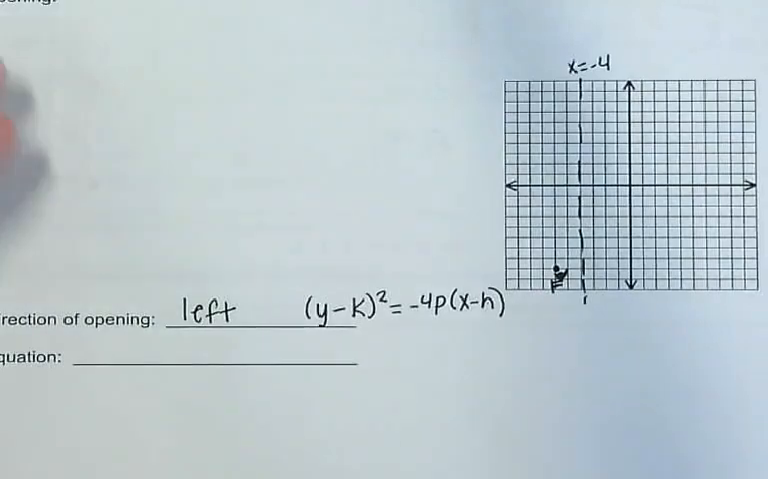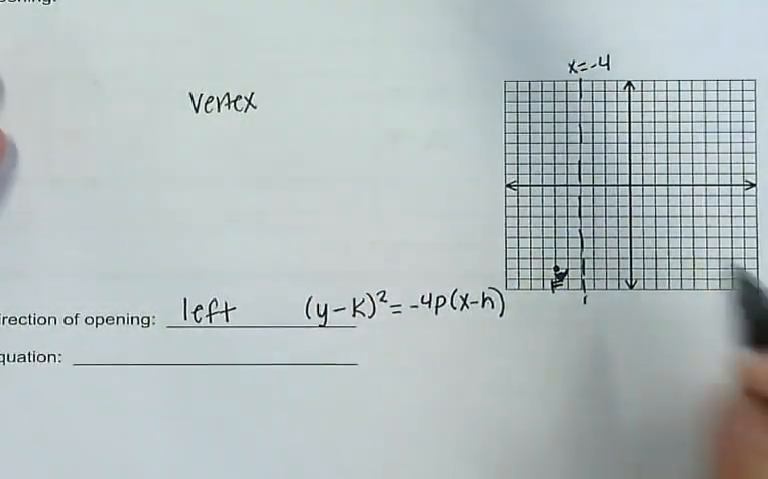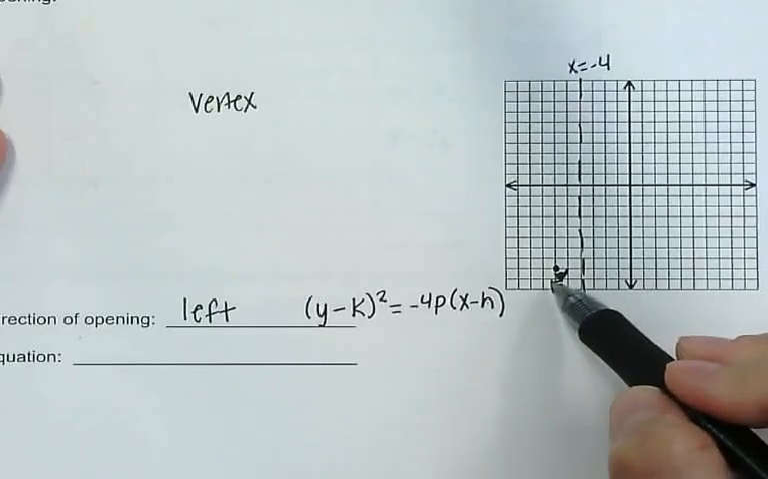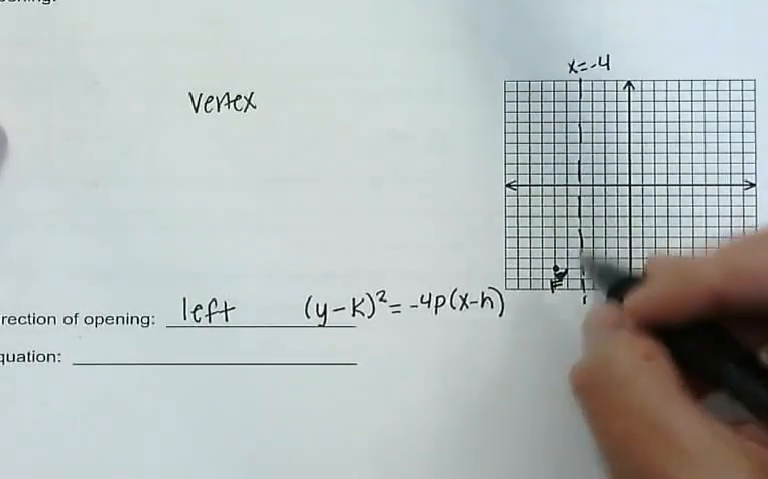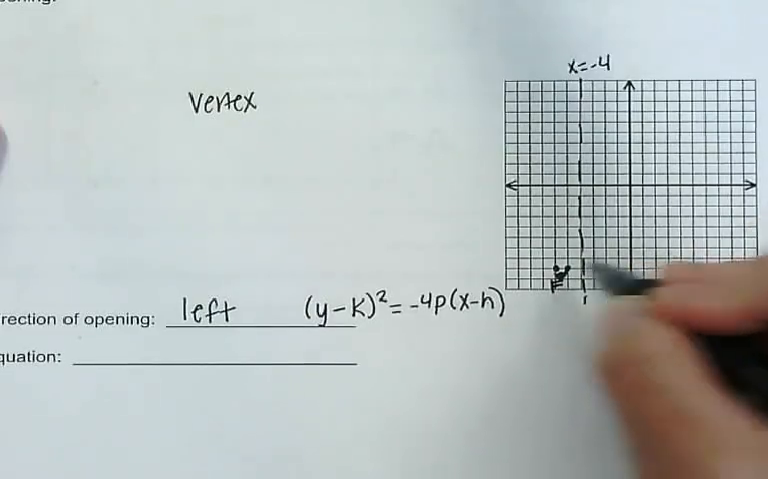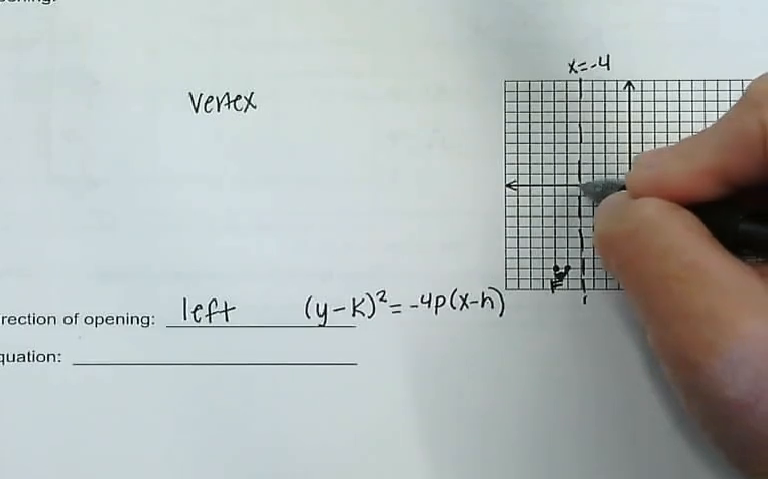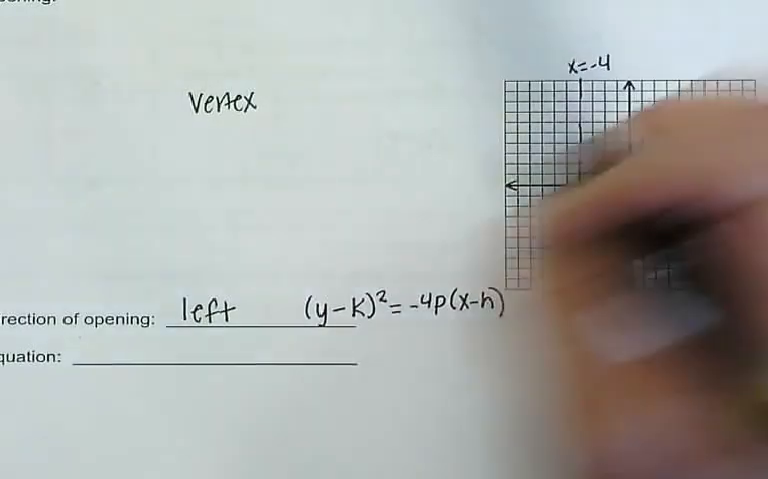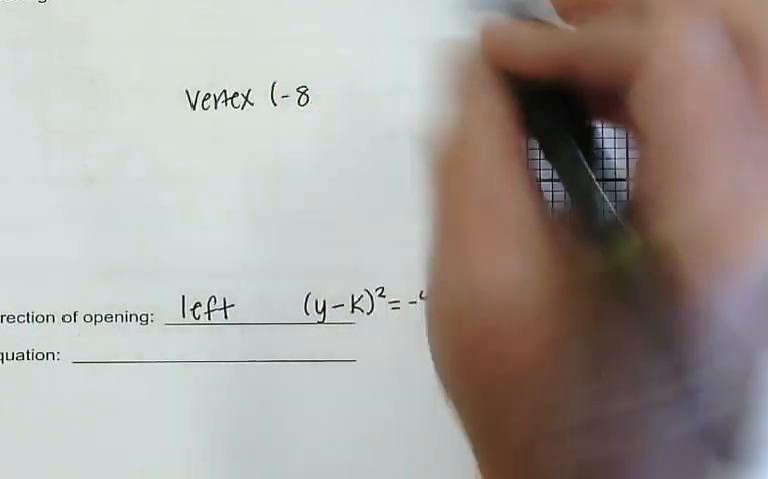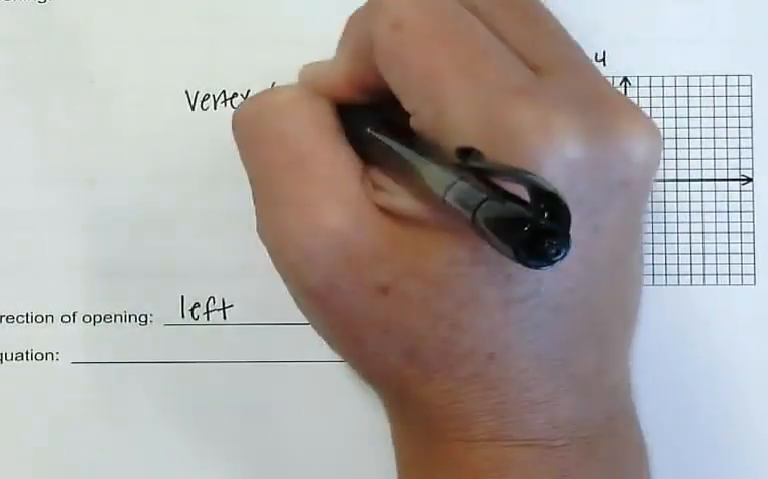All right, now I need to find my vertex. If I have my directrix and my focus, your vertex is halfway in between. So it would be right here. So that ordered pair would be -1, 2, 3, 4, -5, and -8.